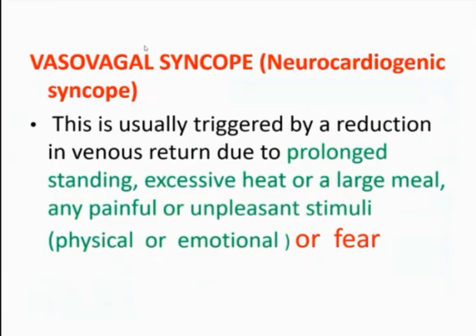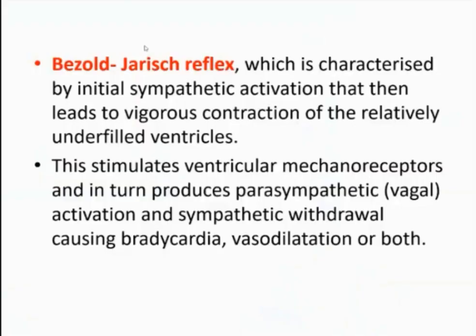The vasovagal syncope، اعتقد تعرفون vasovagal syncope اللي هو neurocardiogenic syncope، this is usually triggered by a reduction in the venous return due to prolonged standing or excessive heat or large meal or any painful or unpleasant stimuli like physical or emotional. مثلا اكو واحد يوقف هواي مثلا بسرعه، او مثلا سمع خبر مو زين او خبر محزن او موقف قدامه مرعب مثلا، اوكي، راح يصير عنده نوع من الاغماء، احنا نسميه بالعامي تخرب روحه، هذا هو الـ vasovagal syncope، راح نشوفه اكثر بالفيميلز اكثر من الميلز، والـ diagnosis طبعا ما راح نحكي لكم الميكانيزم.